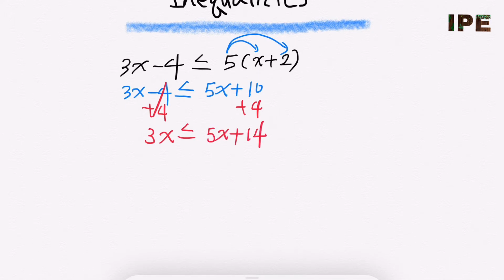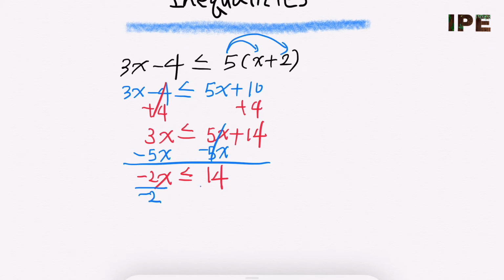So I'm going to gather all x on the left side, so I want to subtract 5x from both sides. Minus 5x, minus 5x. So only negative 2x is left on the left side, less than or equal to 14. What is the last step? We have to divide by negative 2, right? To isolate x alone. Negative 2 over negative 2 is 1, so only x is left, and the right side is going to be negative 7.